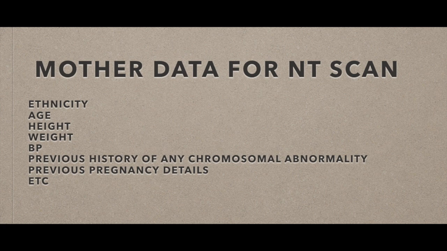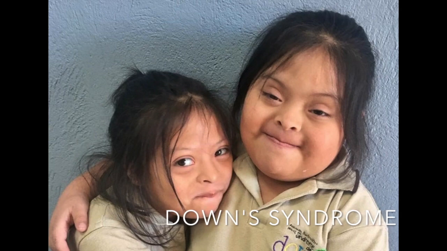Along with that, we record the maternal data like height, weight, BP, age, etc. And then we feed these data into a software which is being used throughout the world, and this software will calculate the risk of the major 3 chromosomal abnormalities in the fetus, that is trisomy 21, 18 and 13. Trisomy 21 is Down syndrome, which is common nowadays, and 13 and 18 are also slightly common but not as common as Down syndrome.